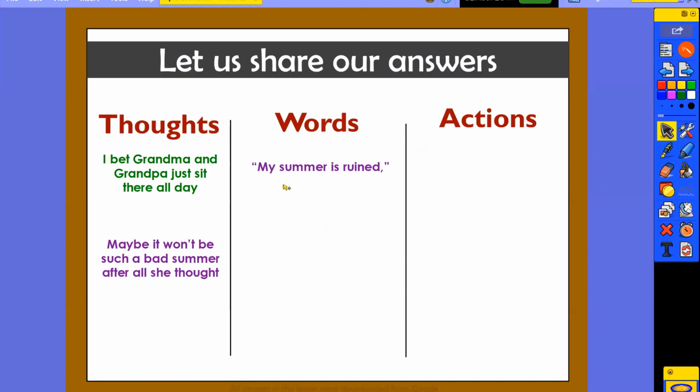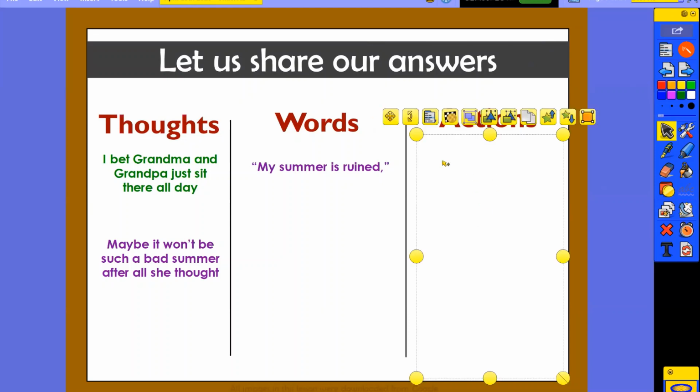Now, to the words or things that Jen said out loud. She said, "My summer is ruined." And that's it. This is the only thing that she said out loud in that passage. What about the actions? Are you checking your answer with me? Come on, check your answer.